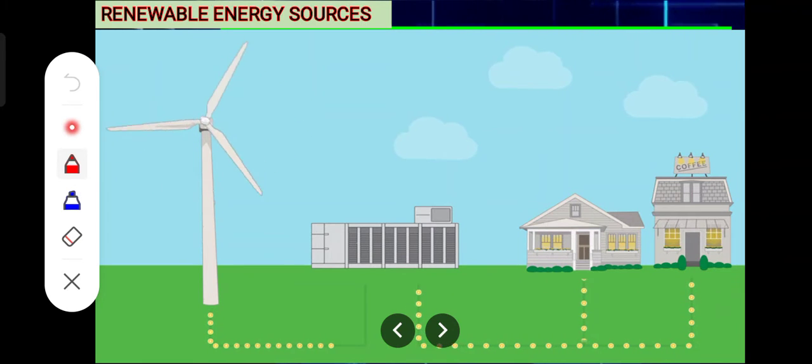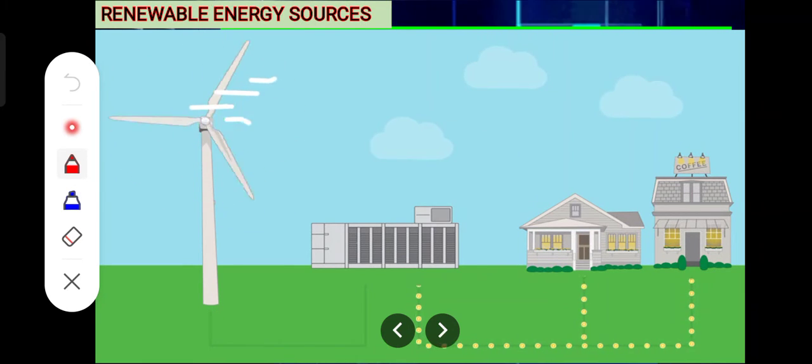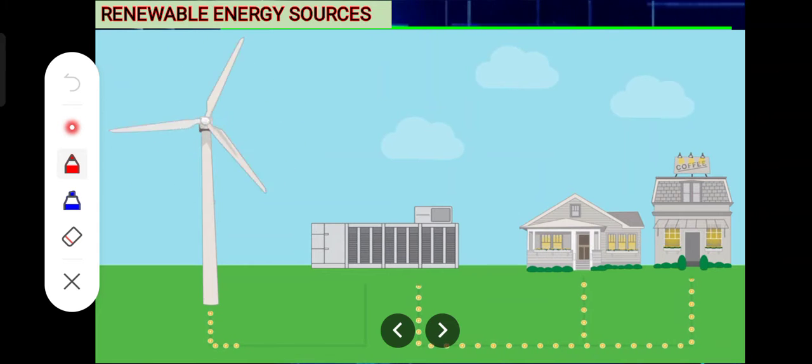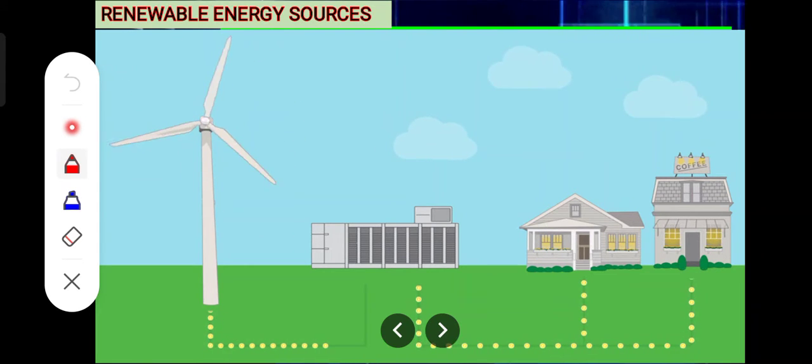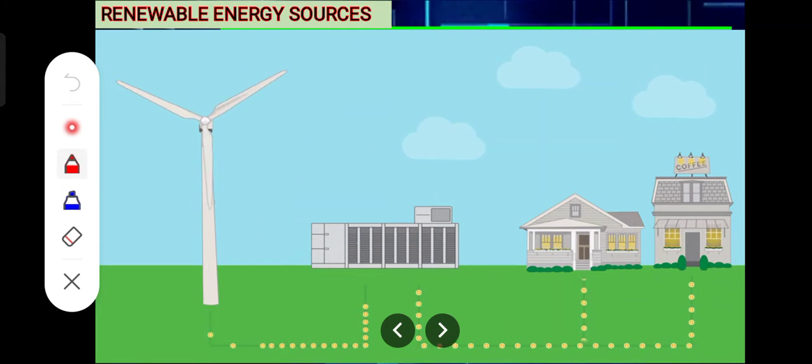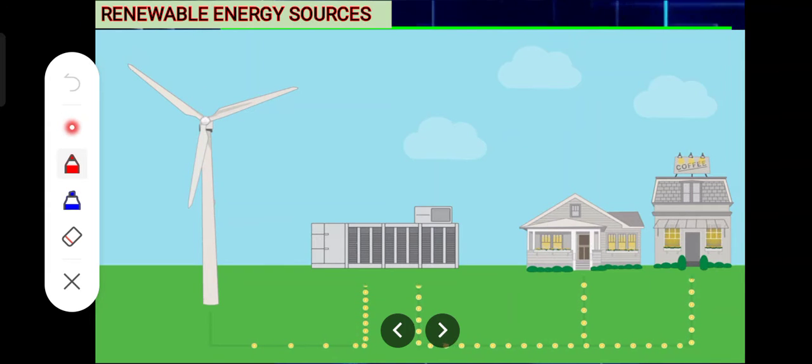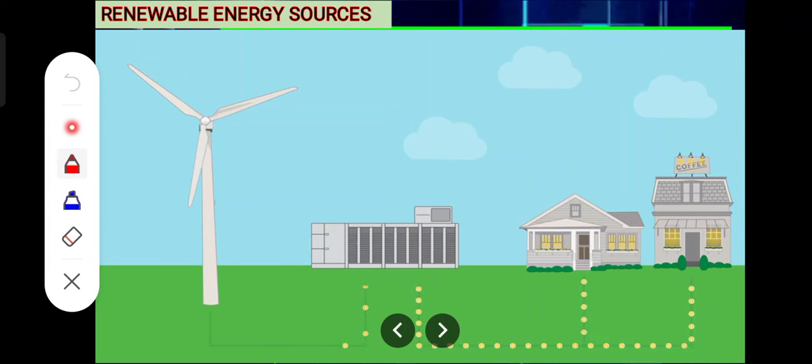Then the generator converts the mechanical energy from the turbine into electrical energy. The generator power is stepped up to a higher voltage from the substation and then exported for transmission.